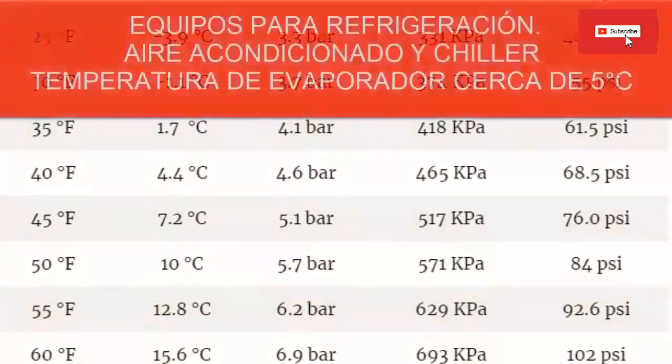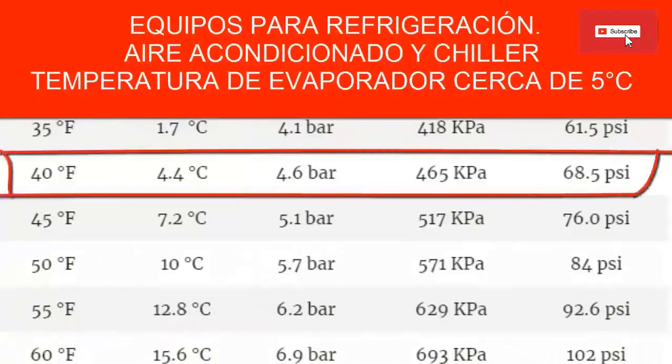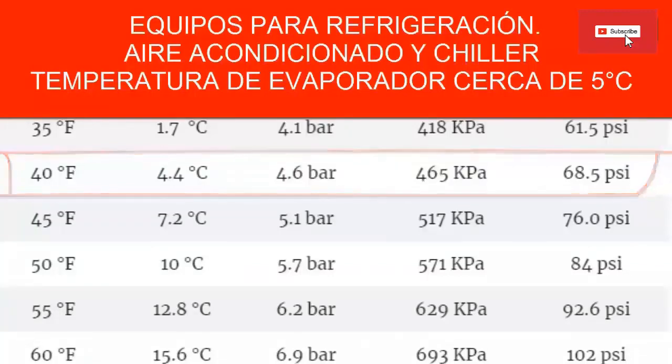3. High temperature system, refrigeration without freezing or air conditioning equipment. In this case, we are going to have a temperature of 4.4 degrees Celsius, approximately 40 degrees Fahrenheit. If we look in the table to reach this temperature in the evaporator, we need that when the equipment is turned on, it marks a pressure on the low manometer of approximately 68.5 psi. This value is equivalent to 4.6 bars.